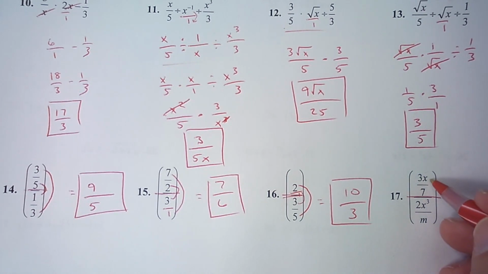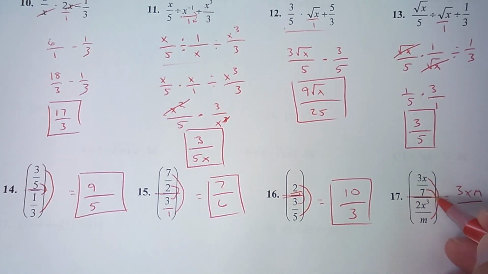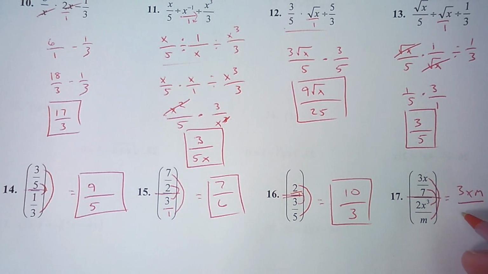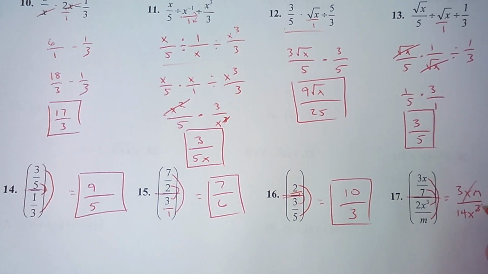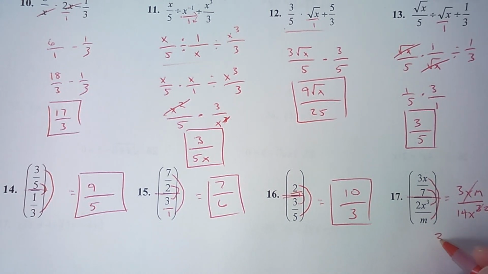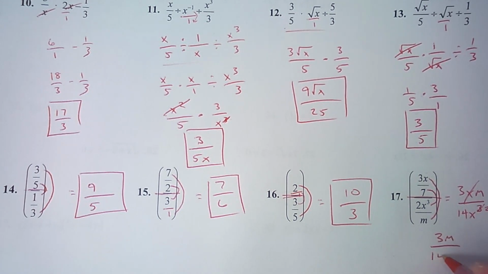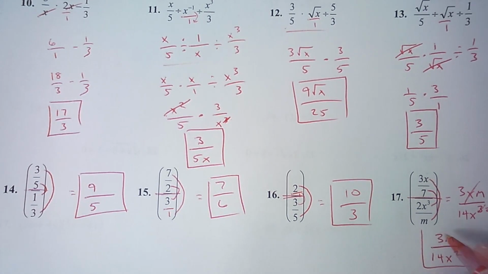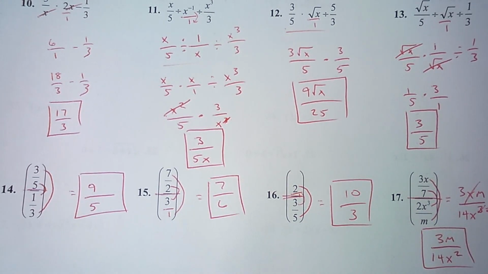And then my last one on this page, my outer loop is 3m. My inner loop is 7 times 2 is 14x cubed. I can do a little bit of simplifying here. I can cancel out one of the x's. So I've got 3m over 14x squared.